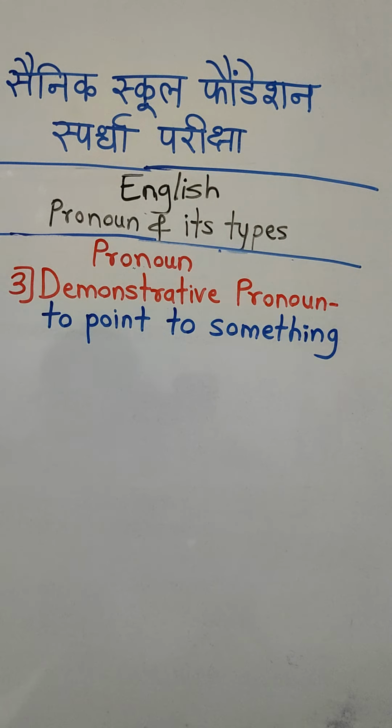Now we will learn the next type of pronoun, that is demonstrative pronoun. Here a demonstrative pronoun is a pronoun that we use to demonstrate an object, or you can say, to point to something in a sentence. That means previously we talked about some object, and by continuing the same sentence we are going to show a finger or point towards that object by using some pronouns. Those pronouns are called demonstrative pronouns.